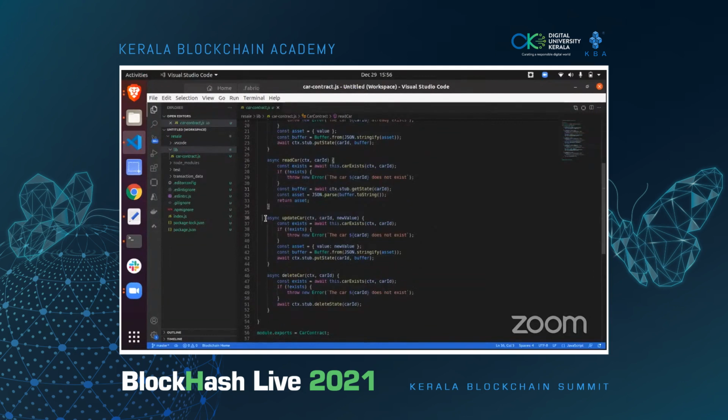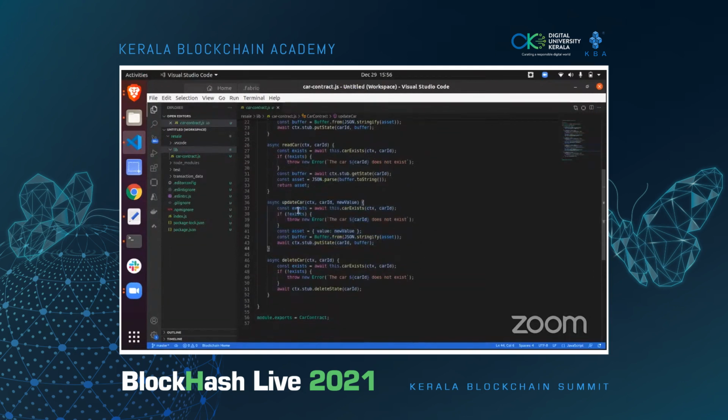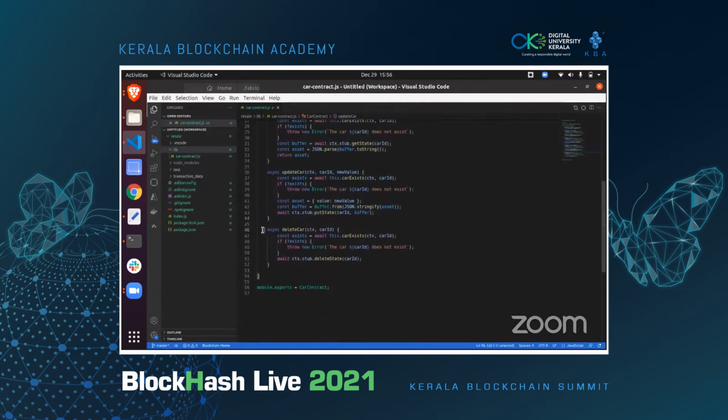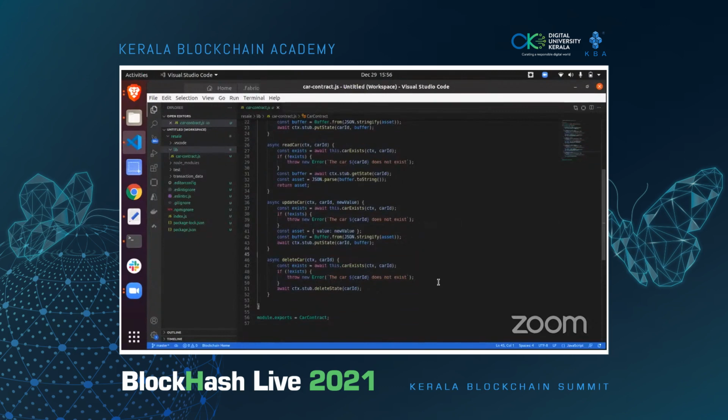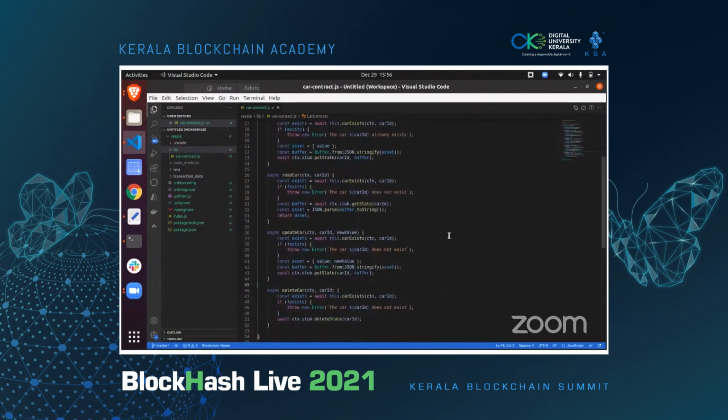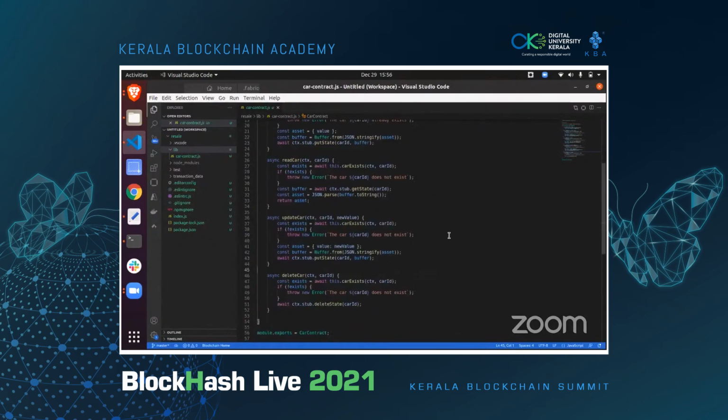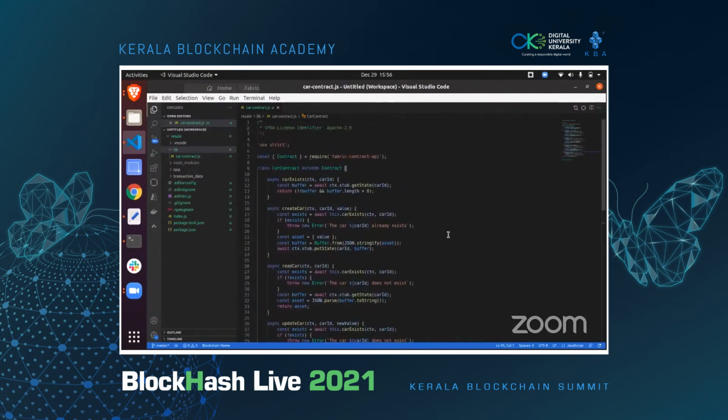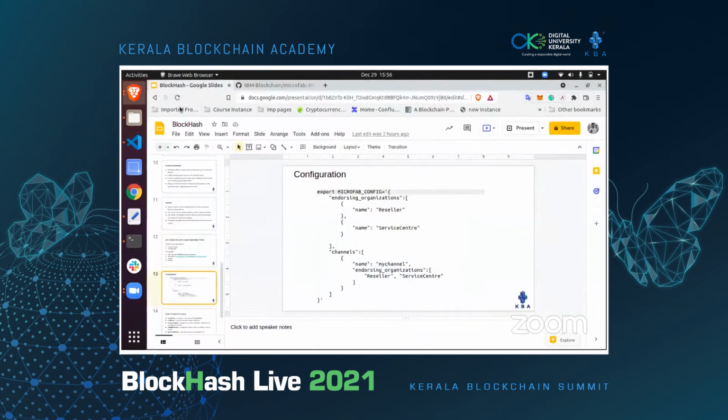Update car: if you want to update any values inside the car, you can call this function. And delete car: if you want to delete, you can just delete it. But even after you delete, it will be retained in the ledger, though not in the current state. Fine. So this is the sample smart contract, and on top of it, we will write something suited for our use case.